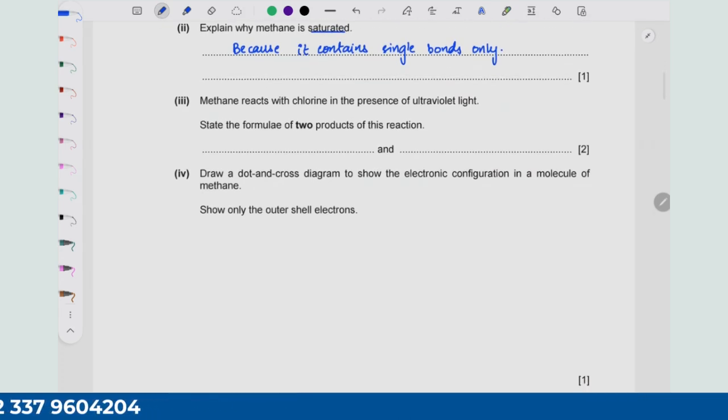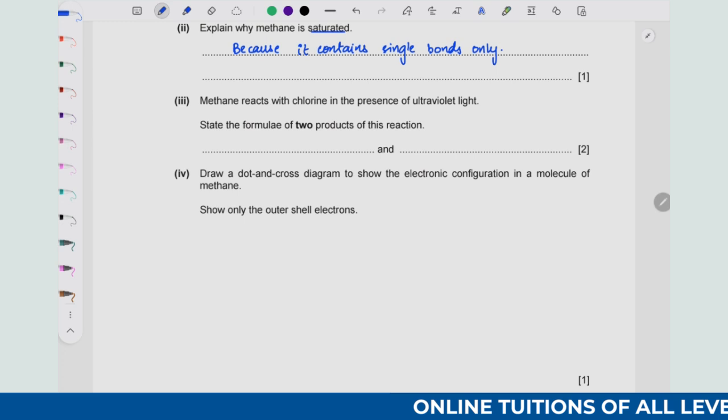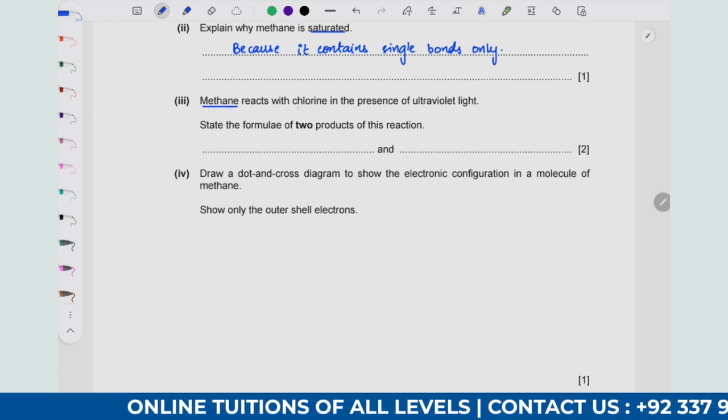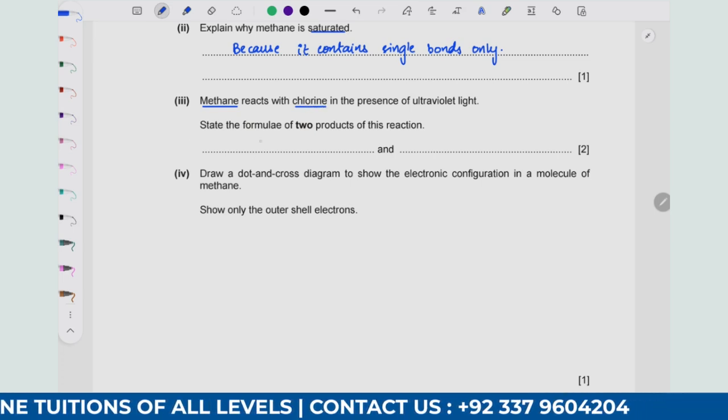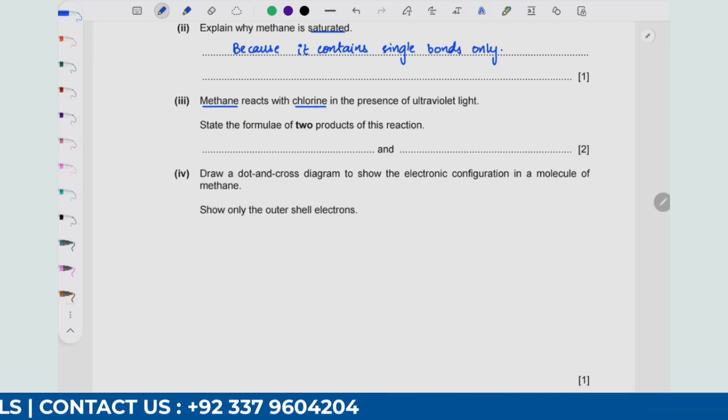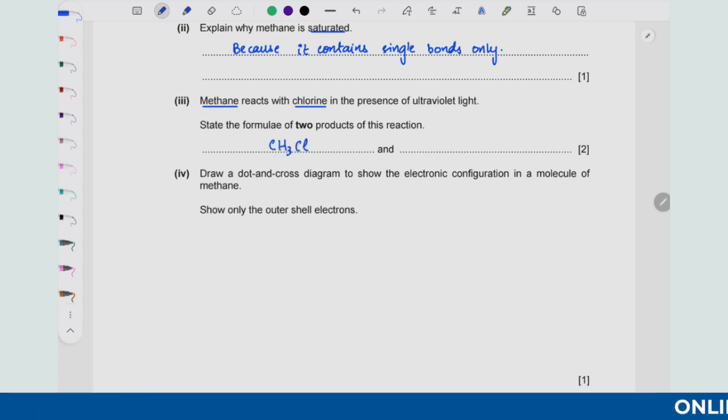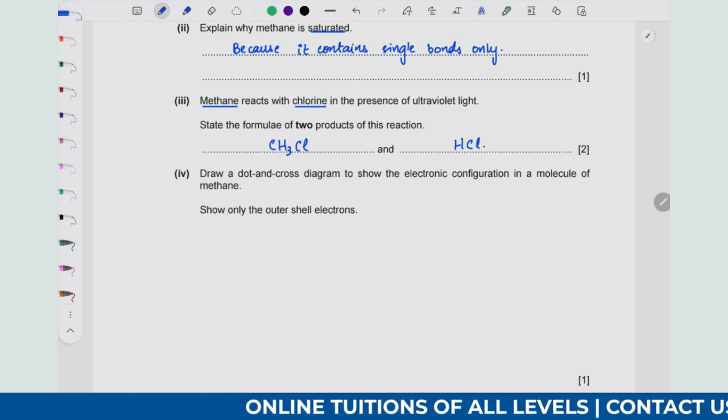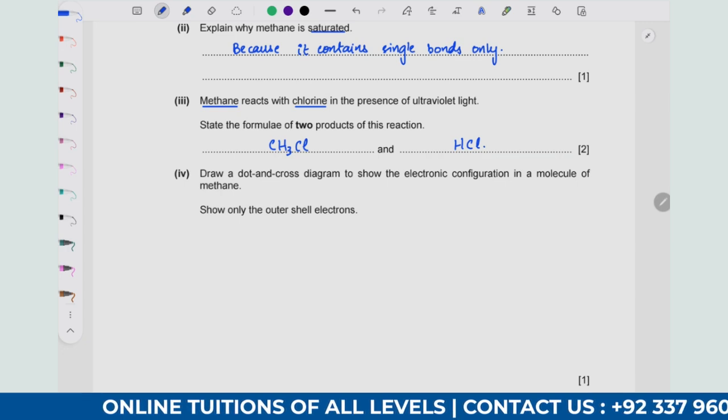Methane reacts with chlorine in the presence of ultraviolet light. State the formula of two products for this reaction. In this kind of reaction, every hydrogen in the methane can be substituted by chlorine. So let's generate the two products. Let's say it is CH3Cl and HCl.